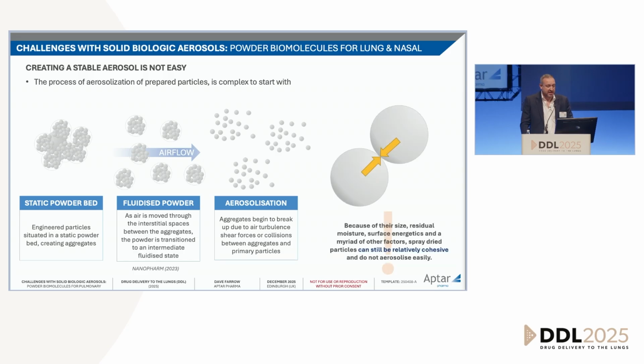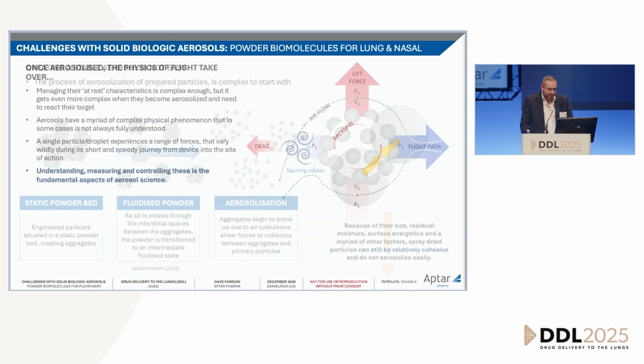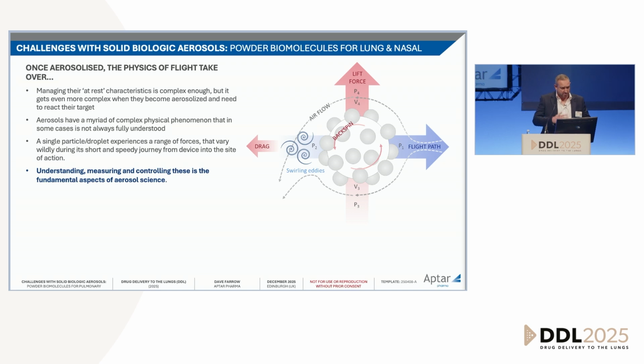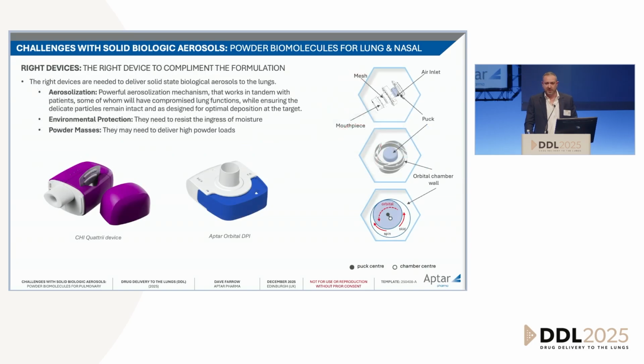These particles are small, and the small surface area to volume ratio has an impact on just how they flow, how cohesive they are, and the interparticular energies between them. And then once you get it moving and it's in flight, the physics of flight take over, and obviously those are pretty complicated too. So the point here is you need to find the right device for these formulations. You need to pick the right device from the off and not have a massive device screening program.